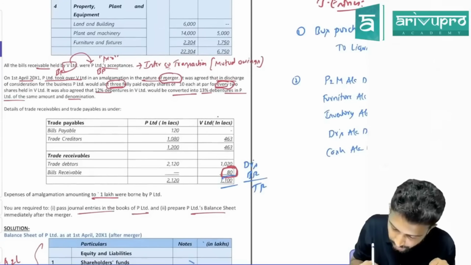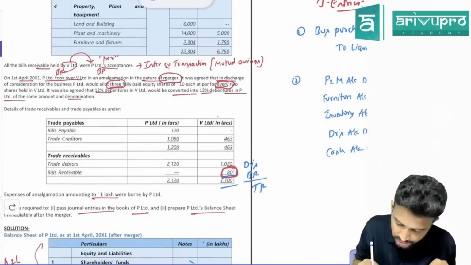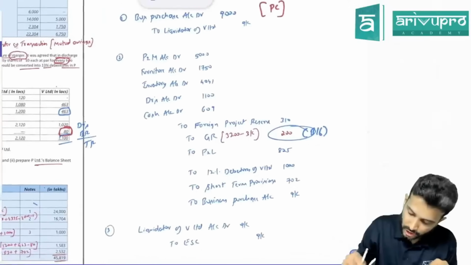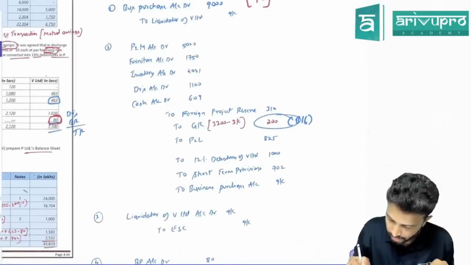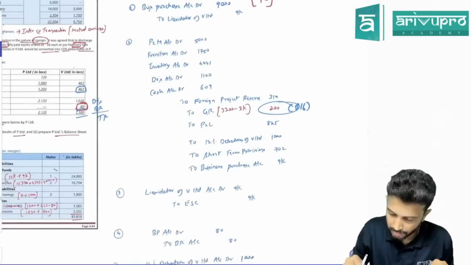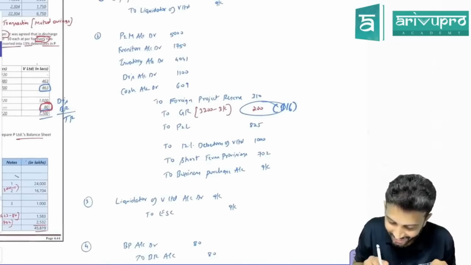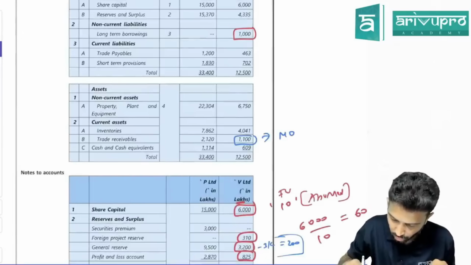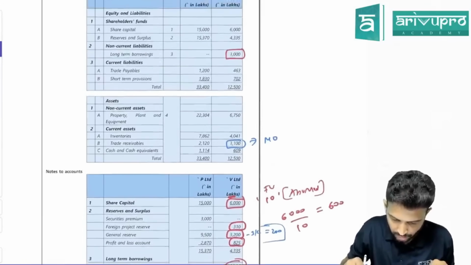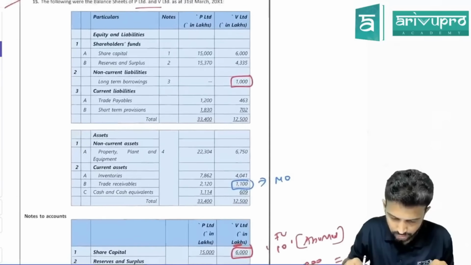What is the total creditor? Bills payable was 0. Creditor was 463. Total is how much? 463. How much did we take over? Where is that? Okay, breakup. It's not written. Maybe I made a mistake. I think I forgot. Or maybe they don't have. Oh, they do have. I missed out.